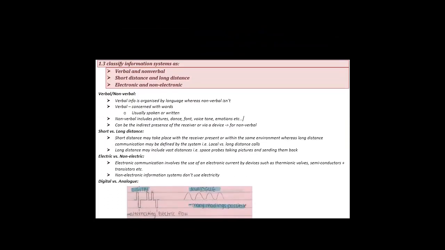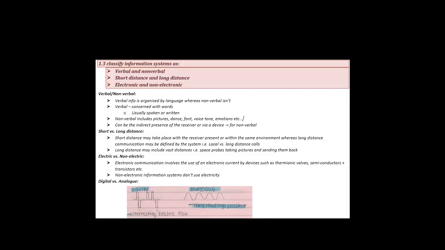1.3. Now, we have to classify information systems as verbal or nonverbal, as I showed before, short distance or long distance, and electronic or non-electronic. In my previous picture, I showed you what potential systems could be verbal, non-verbal, and whatnot. In this one, I'll just discuss what I mean by verbal, non-verbal, short distance, long distance, and electronic, non-electronic. Verbal info is organized by language, whereas non-verbal isn't. And verbal is concerned with words, usually spoken or written. Non-verbal includes pictures, dance, font, voice tone, emotions, etc. And it can be in the direct presence of the receiver or via a device for nonverbal.